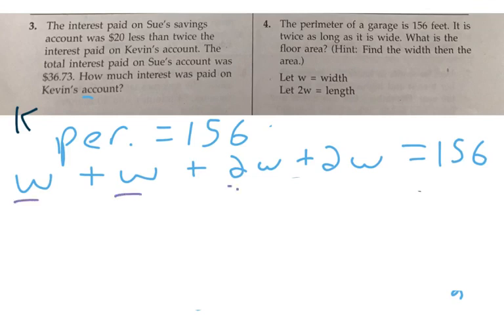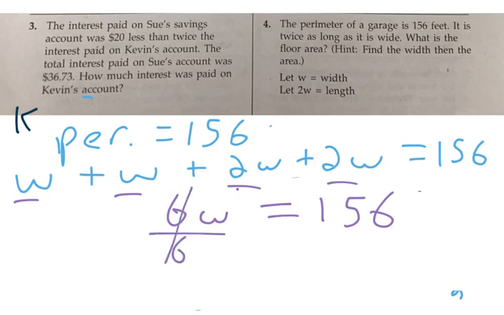So all of these have W's, so we can add all these together, just like with regular numbers. So we get 2 plus 2, which is 4, plus these 2 other W's, we get 6, so 6W. And then I'm just going to bring down my 156. So I've got a 6 stuck to a W. I'm multiplying those, so I have to do the opposite and divide to get W by itself. So 156 divided by 6 gives me 26. So my width is 26.